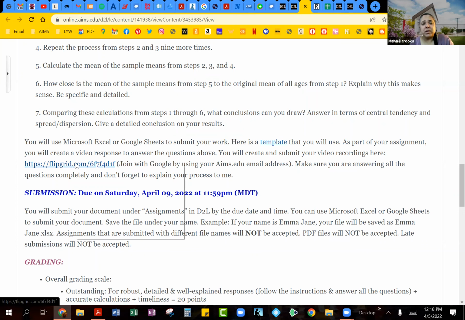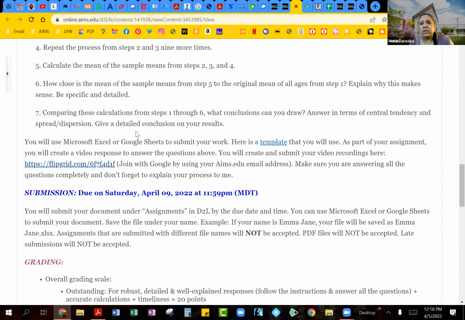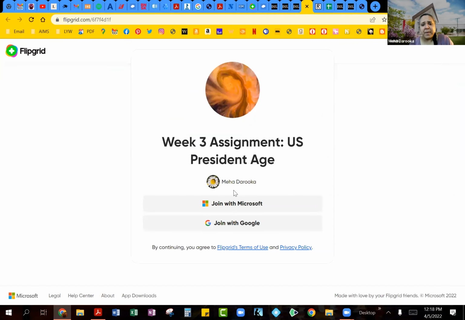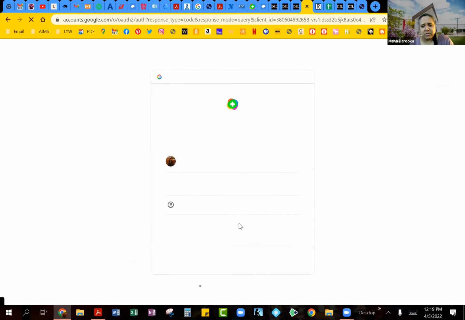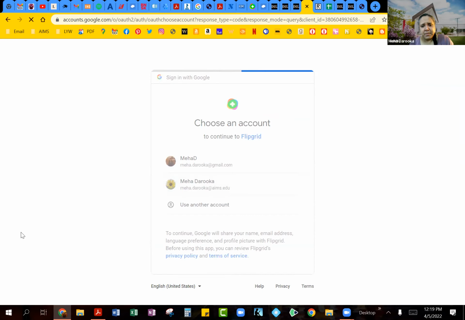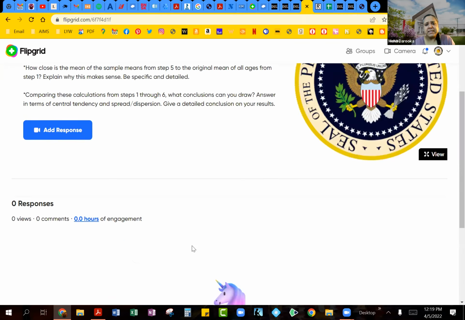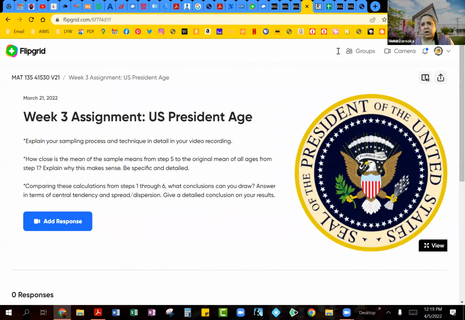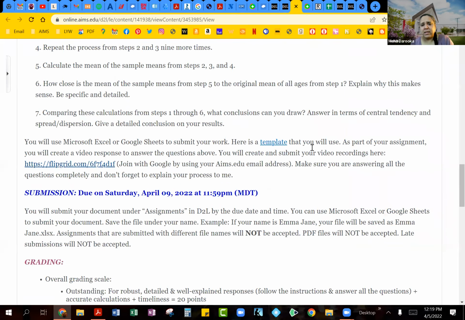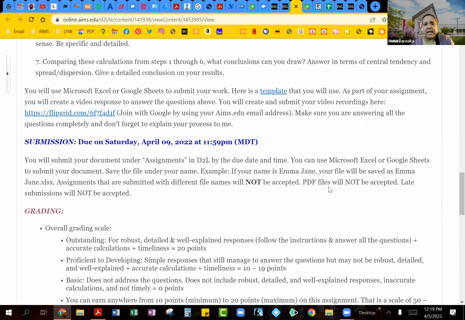And I did make sure that this was not a view only topic. I guess I'll join with Google. Yeah, so you can see it's giving you the option of adding a response. So it will not be view only like last time. So your observations, conclusions are going to be in a video recording, and then all of your calculations will be on the template file. And again, guys, as always, your deadline is Saturday for this. So Saturday, April 9th, you can submit this.